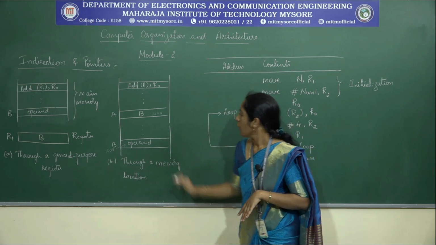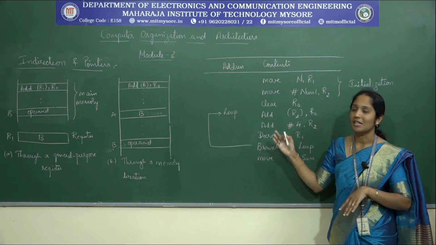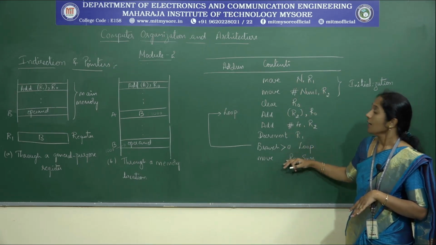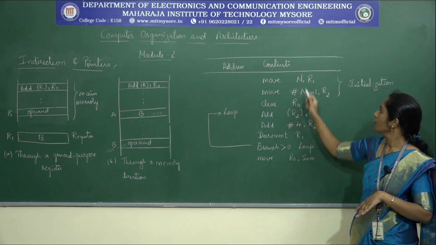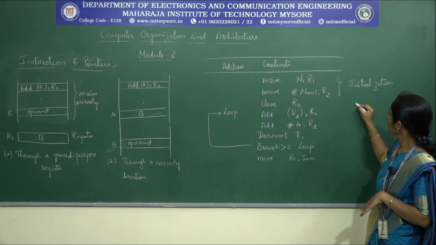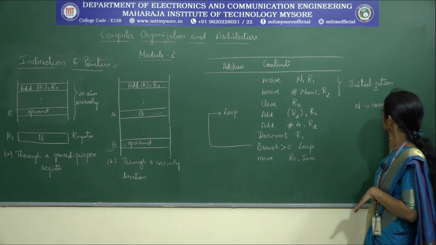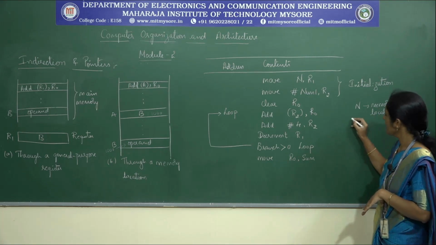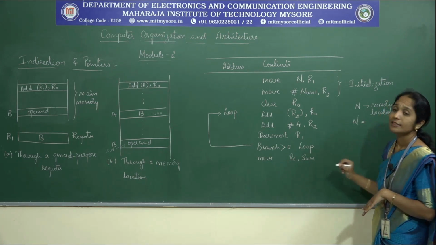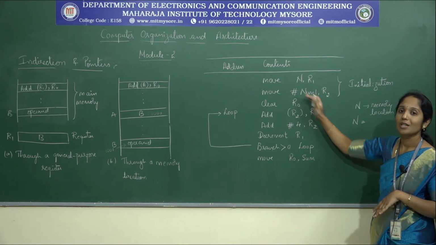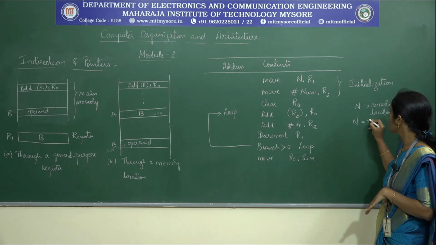Now, if you want to understand the advantage of this indirection, let us consider a program segment for the addition of n numbers. Initially we have move n comma R1, where n is once again a memory location that contains a value equal to the number of numbers to be added, that is, small n.